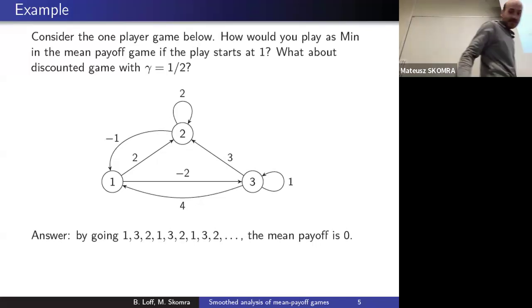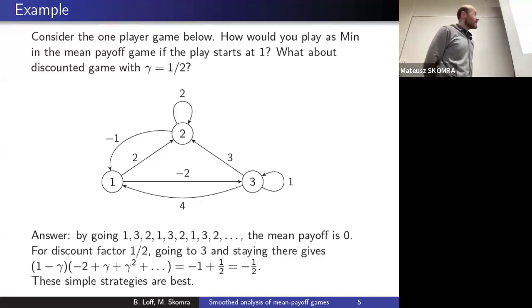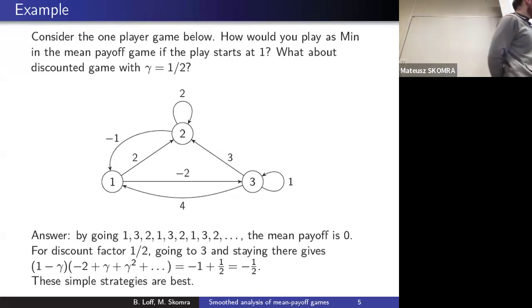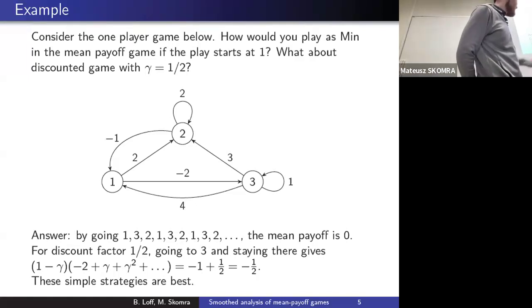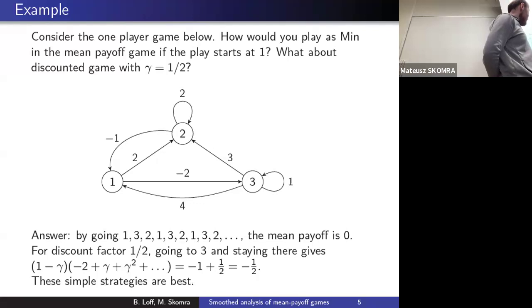Right? So if we do this, for discount factor 1/2, you go to 3 and stay there. So what do we get at the end? Let us make the computation. The computation is that you take this factor at the beginning, 1 minus gamma, this is always the case. So first you get -2, and then you get 1 multiplied by gamma, then you get 1 multiplied by gamma squared, and so on and so forth. So you get this sum, okay? But you can evaluate this.